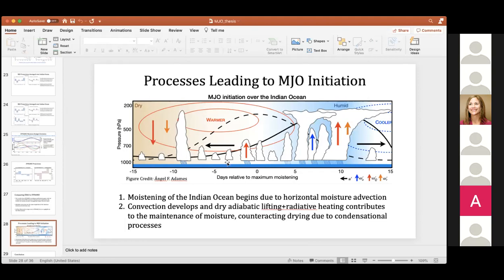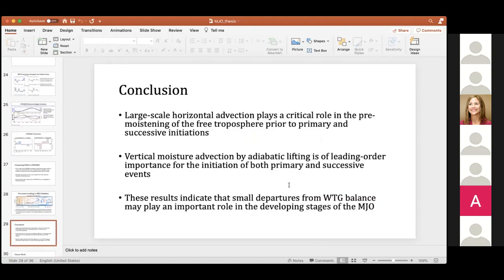As the initiation starts to occur at around lag day 0, we see the transition from shallow convection to deep tropical convection. And we have upward vertical motions in both the adiabatic and diabatic motions. We know from this analysis that our adiabatic motions and those processes are contributing to moistness and anomaly maintenance in the MJO, while omega Q and the diabatic processes are contributing to drying just due to the condensational loss.